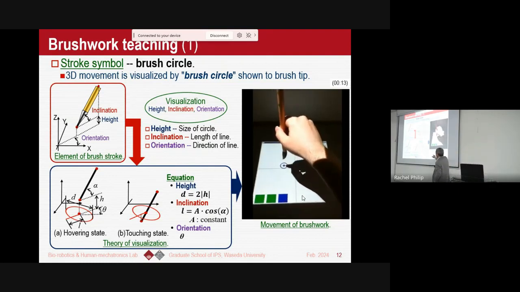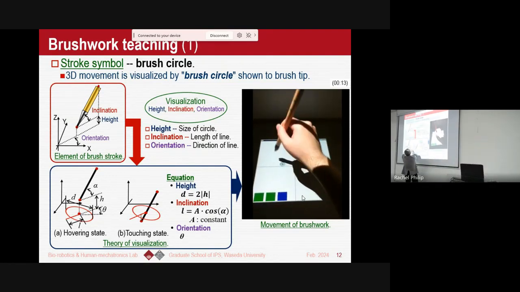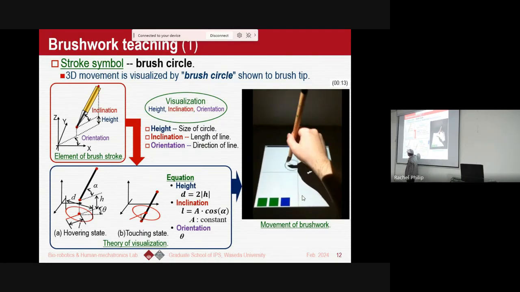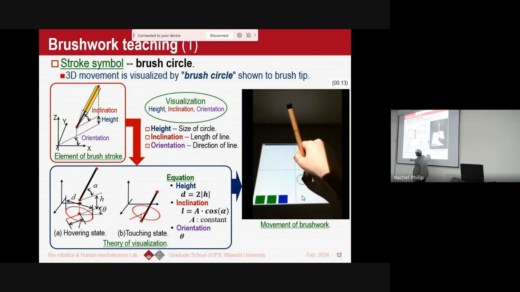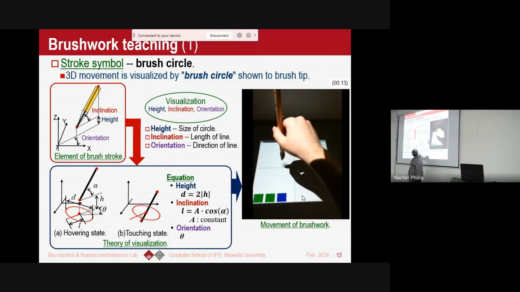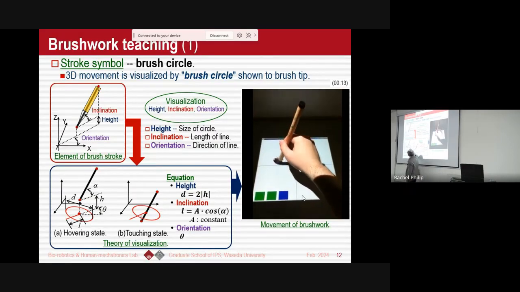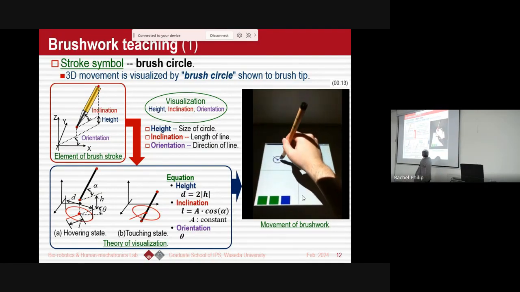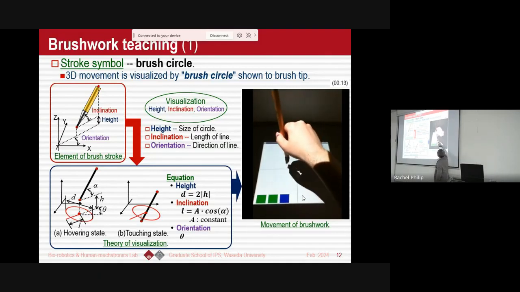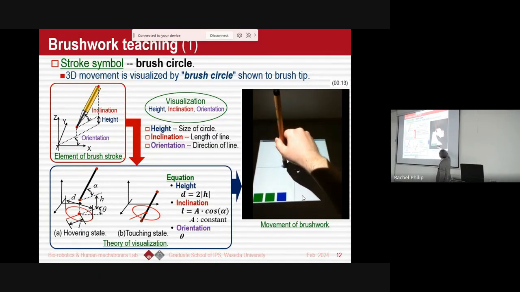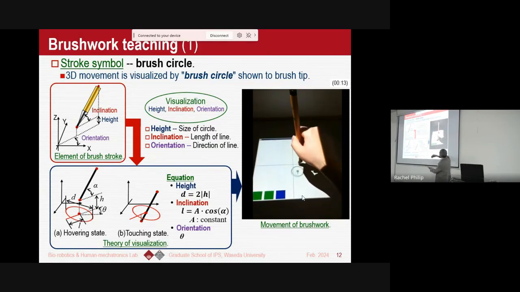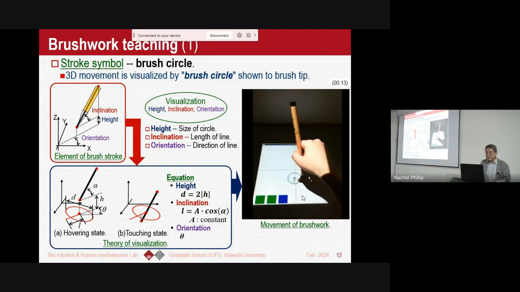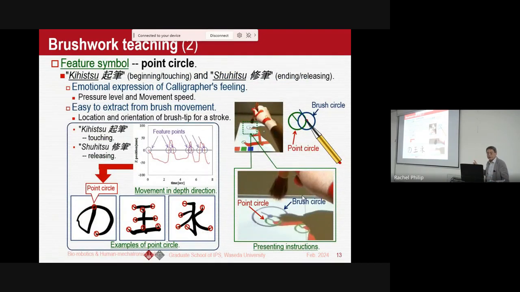Brush stroke is given like this. Here is a brush circle. The point of the brush end tip is the center of this circle, and the inclination angle is given by this diameter, and the direction of this brush is given like this. So you can see the brush tip following the direction of the height of the brush and also the inclination angle of the brush.